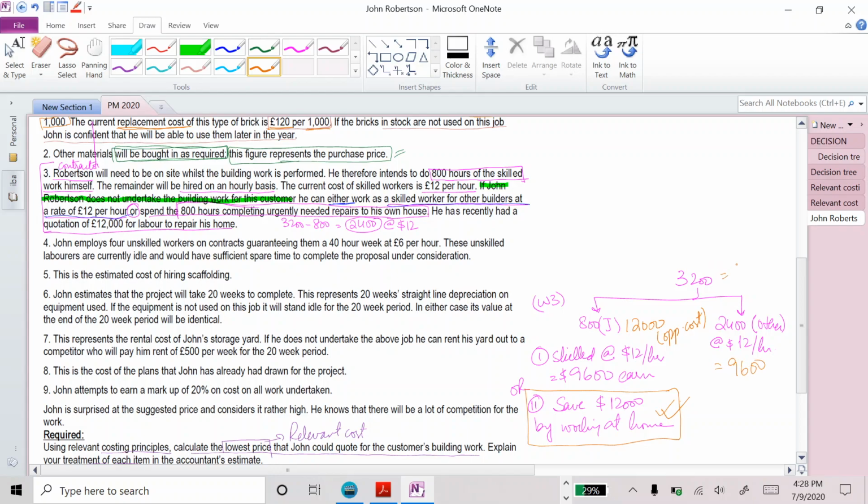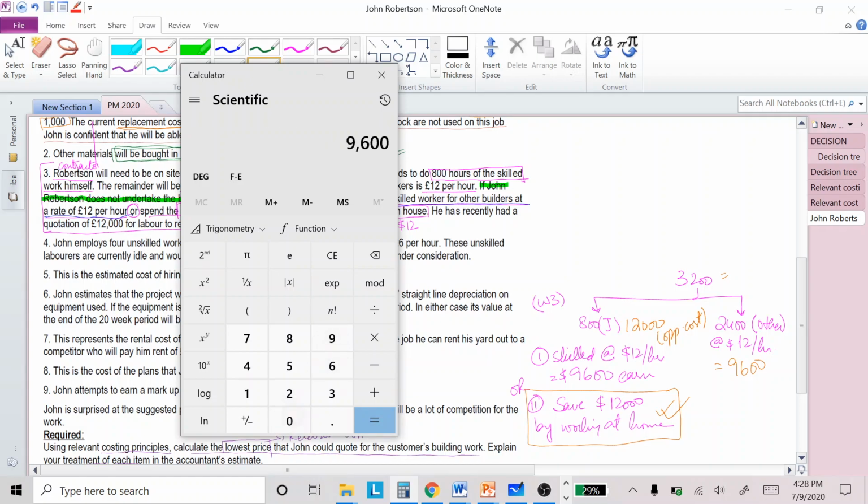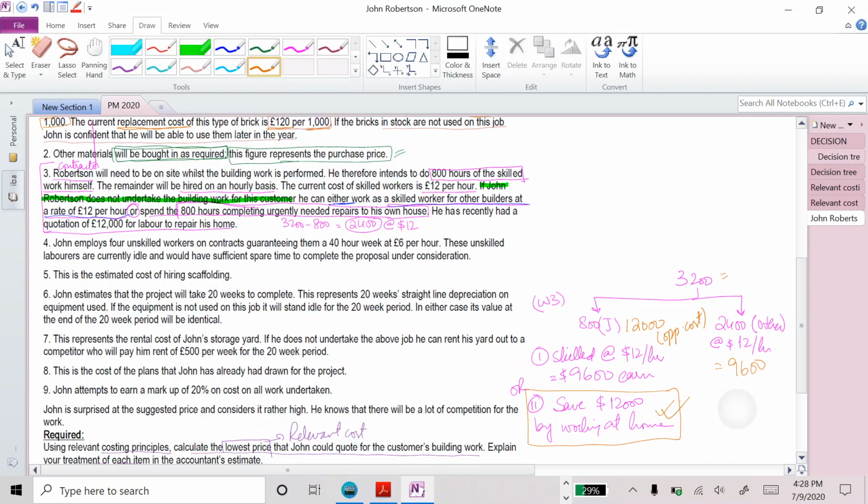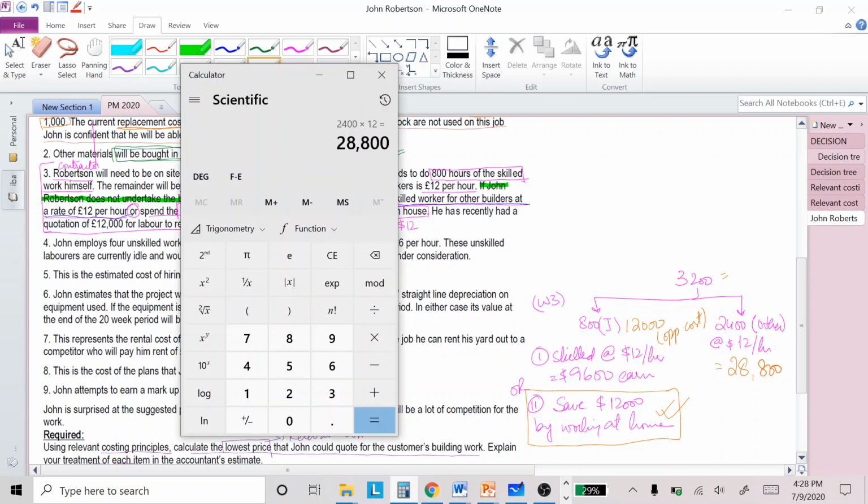So what is the overall relevant cost of this project? Wait a minute, let me do one more time. 2,400 times 12 is 28,800. Let me verify that as well. 12 times 800 is 9,600. Yes. So 9,600 plus 28,800 is equal to 38,400.